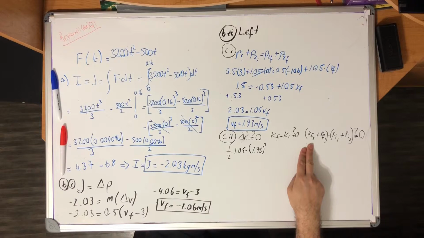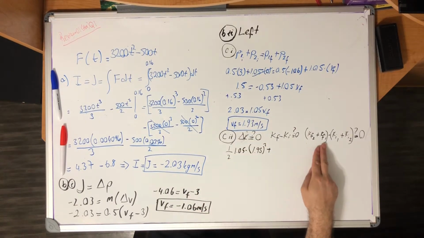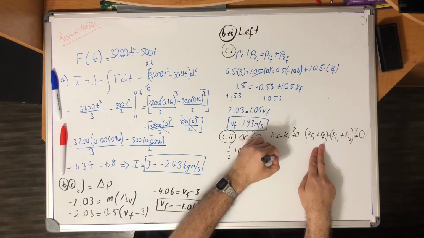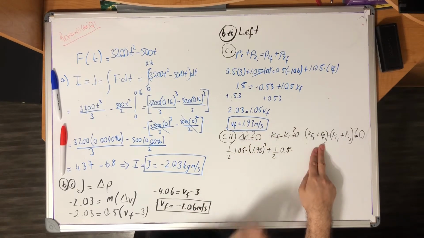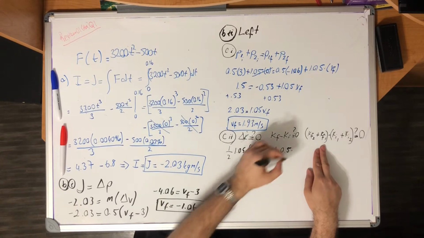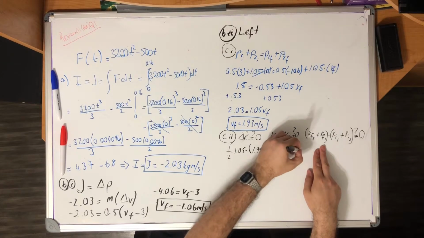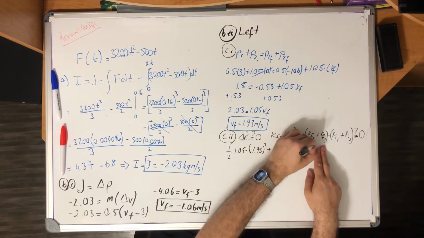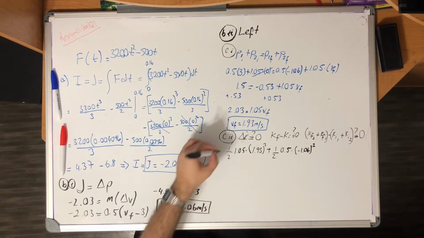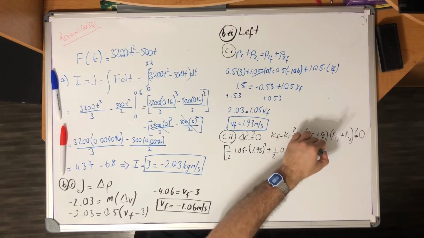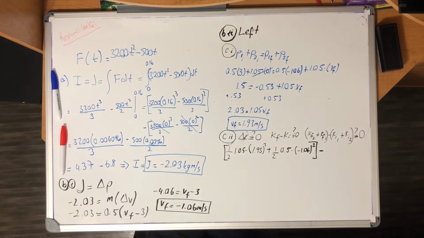So this is the kinetic energy of the second cart after the collision, plus kinetic energy of the first cart after the collision. So 1/2, 0.5 is the mass of it, and velocity of this cart after the collision is negative 0.6. Negative 0.6 squared. And this is my final kinetic energy. And then I'm going to subtract my initial kinetic energy.